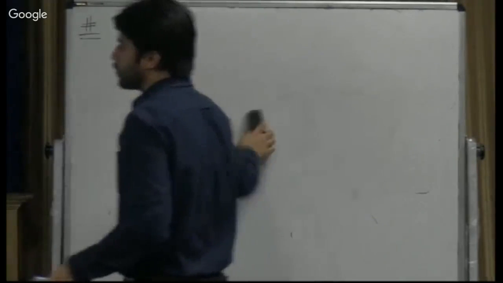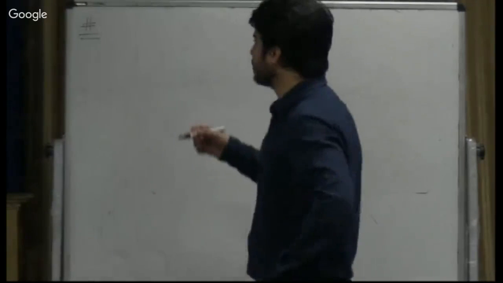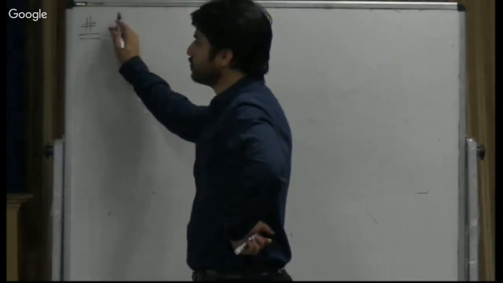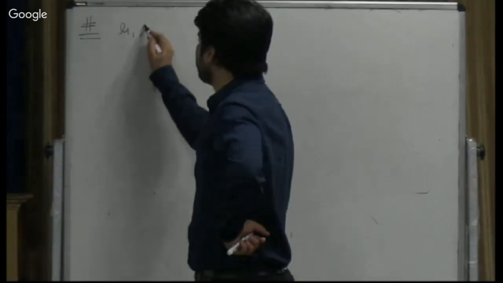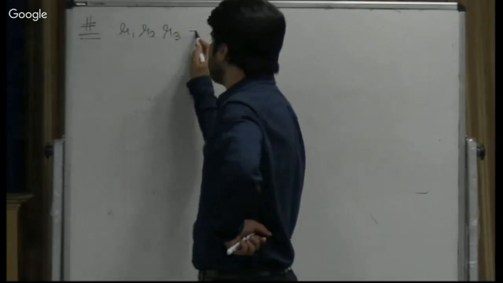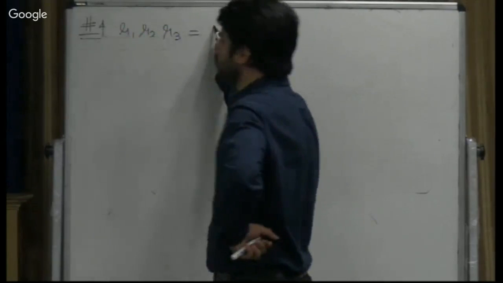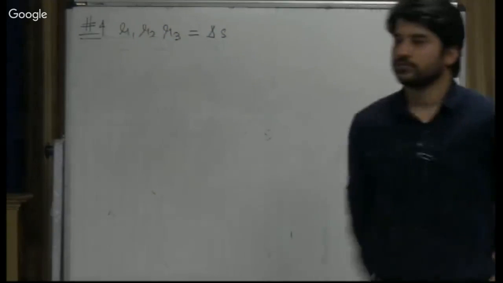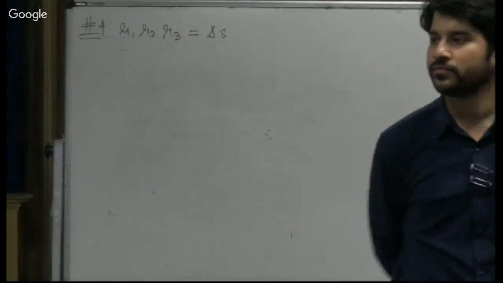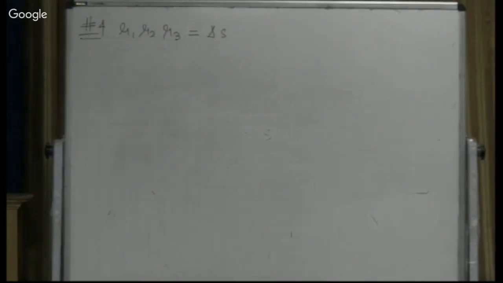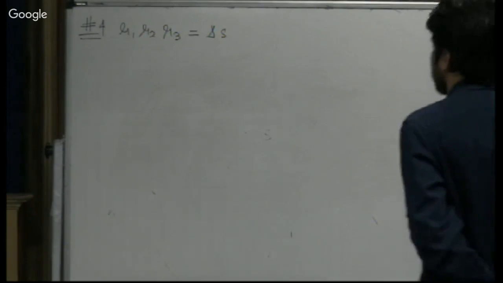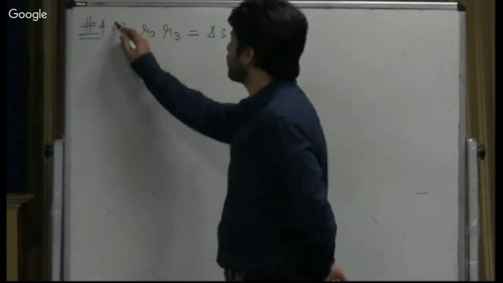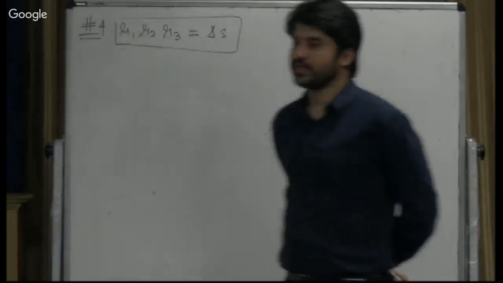Now coming to the fourth property. The fourth property says R1 R2 R3 is equal to delta S. How to go for this? You prove it. Very easy to prove.